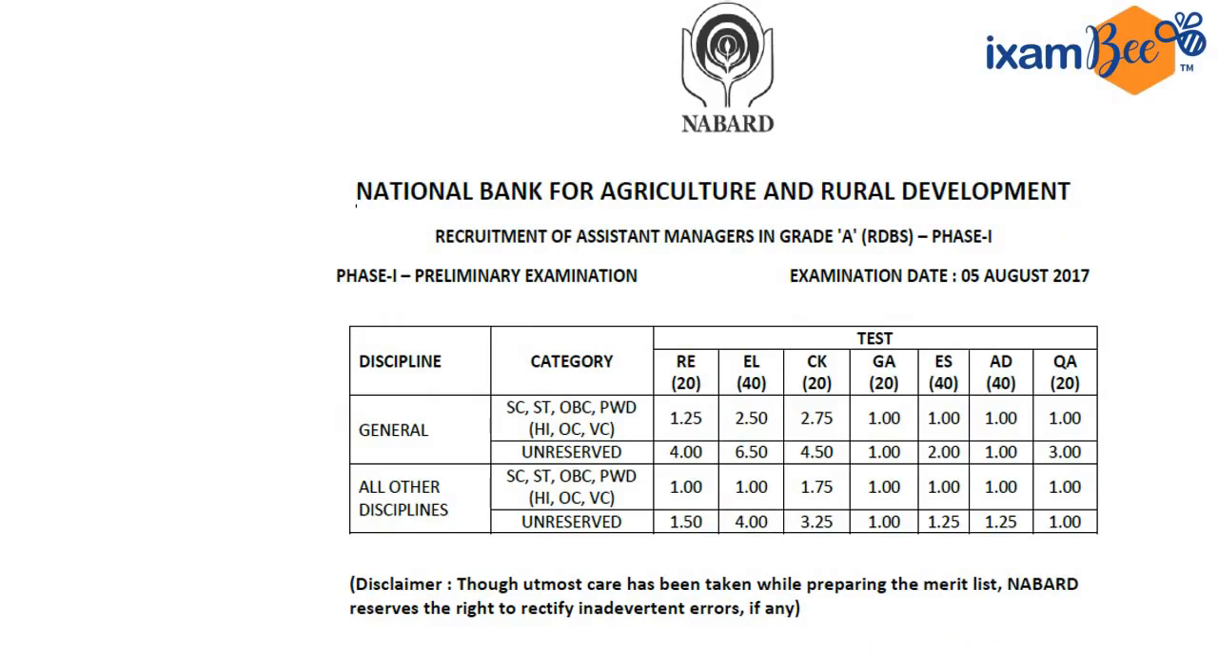Now coming to the cutoff in the prelims exam, the cutoff based on the subject: reasoning, English language, computer knowledge, general awareness, economic and social issues, agriculture and rural development, and quantitative aptitude. Here also you can observe that the general is the general post, and when we say reservation wise, this is unreserved. Here also you can see the cutoff is really low. The highest is in the case of English language, which is out of 40, and you have to get only 6.5 marks.